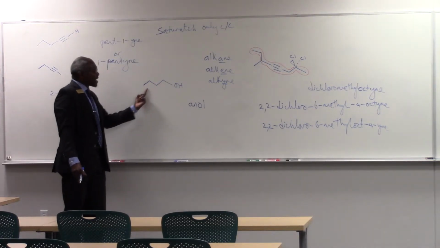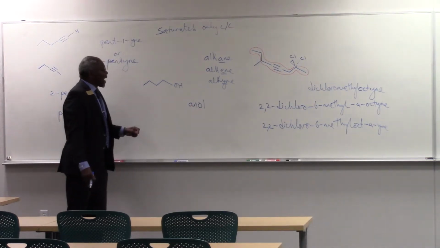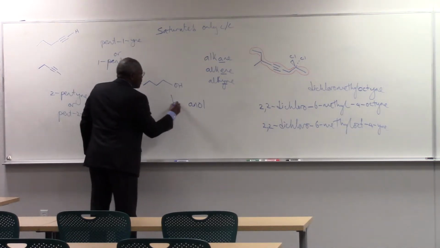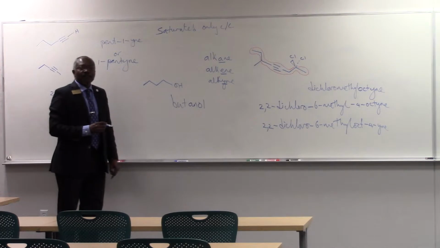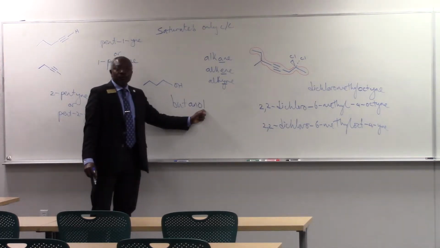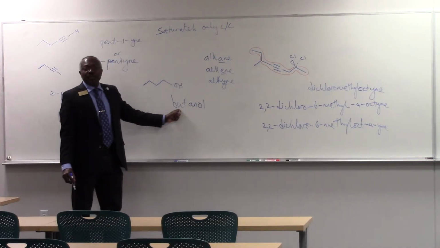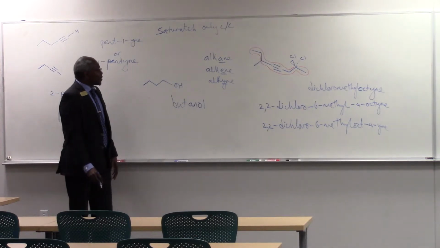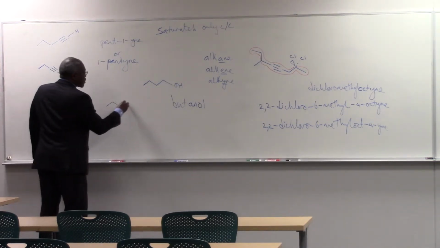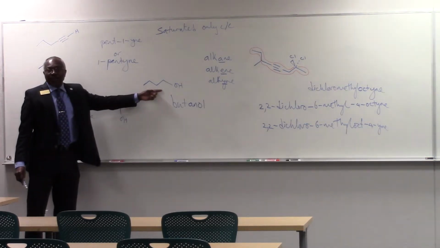This backbone is saturated, so I'm going to write "an", "ol". I look at my longest chain, it's got 1, 2, 3, 4 carbons, so that's a butanol. This tells me 3 things: my compound is an alcohol whose carbon backbone is saturated and it's got 4 carbons in the longest chain. Turns out I've got to indicate which butanol I have, because that OH could have been on this carbon, which is an entirely different compound from that one.